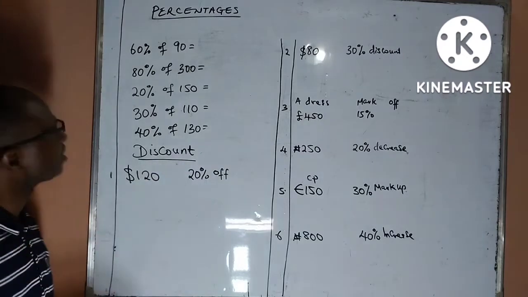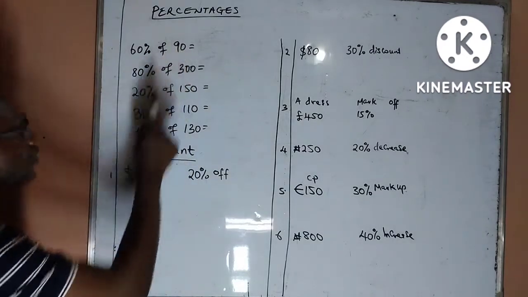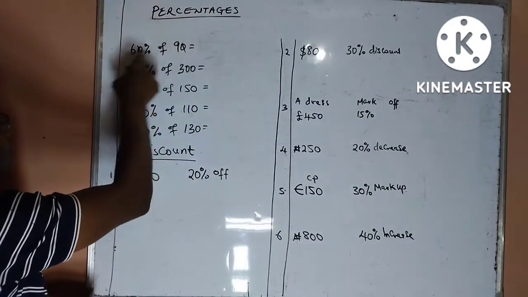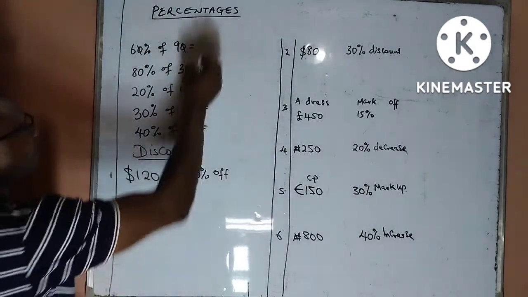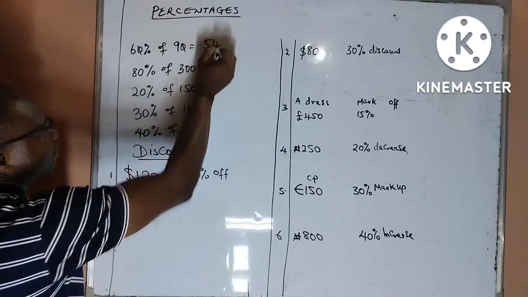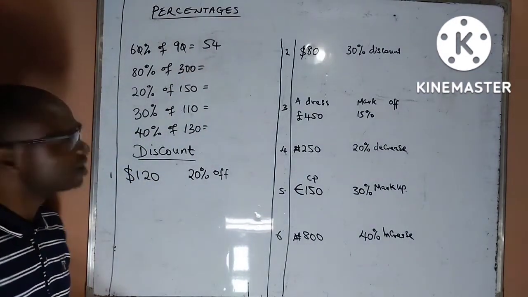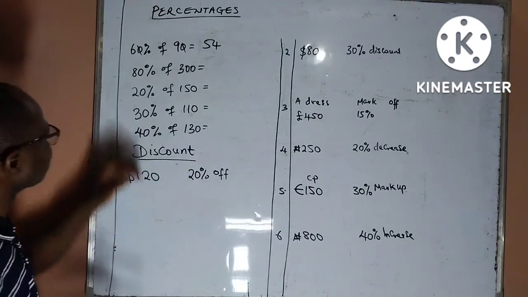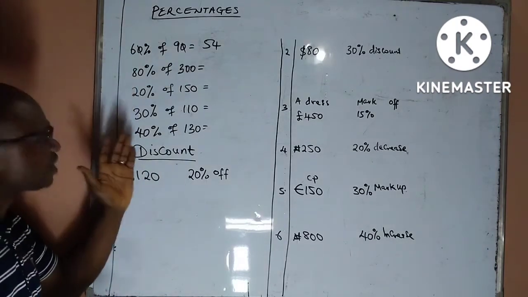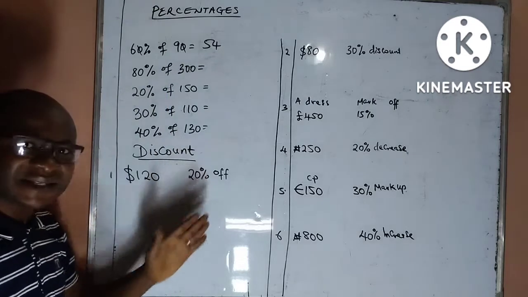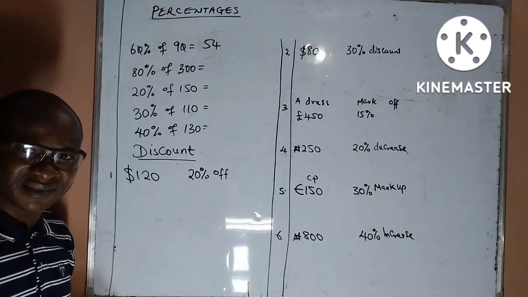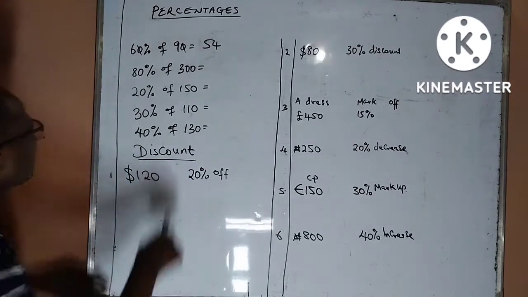The simple trick: to find 60% of 90, just cancel the zeros, multiply 6 by 9, and that will give me 54. Okay? Once you are finding a percentage that involves zeros with numbers that also involve zeros, cancel out the zeros and multiply the values.